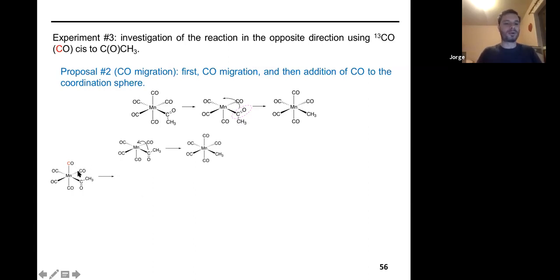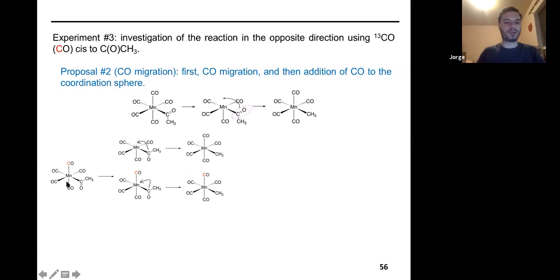Second possibility, this ligand is going to be lost. Migration of the CO group to the vacant site will result in the hexacoordinate complex, where labeled CO is cis to the methyl group.